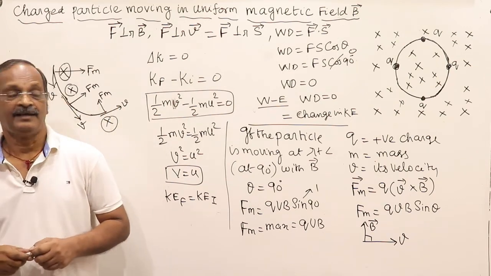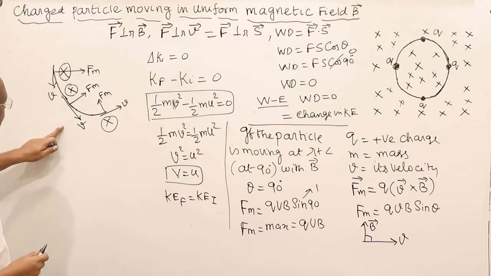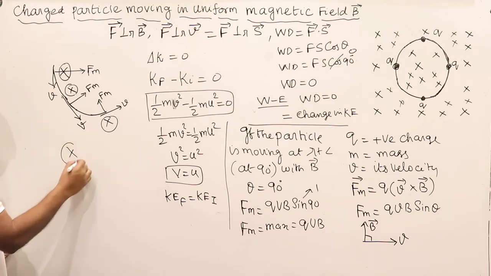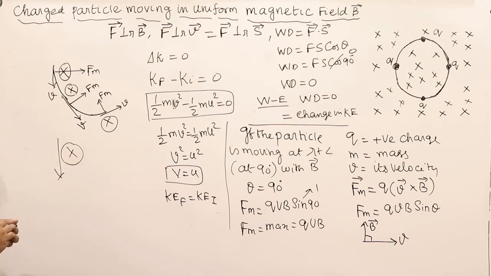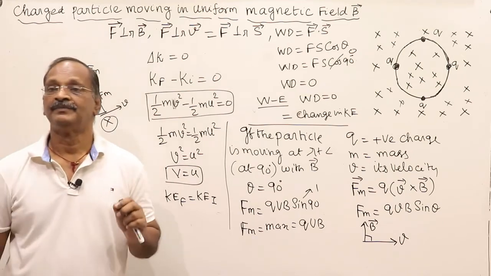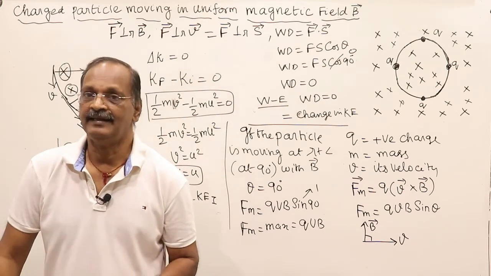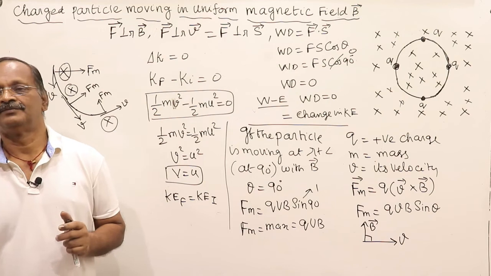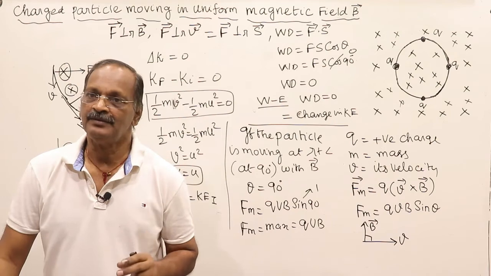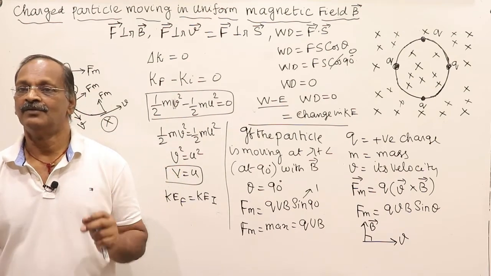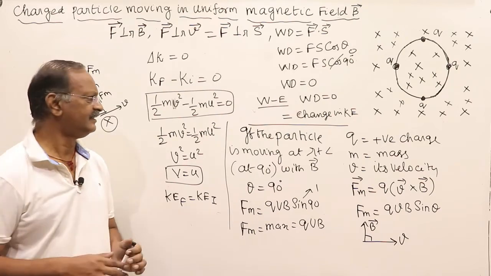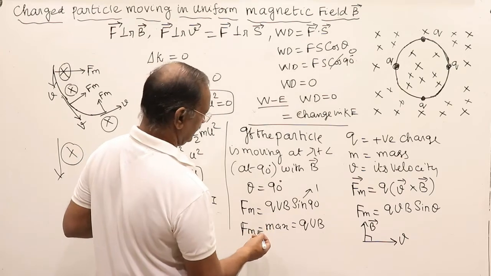That is, if the particle is moving in this direction, and this is the direction of magnetic field, the particle is entering at 90 degrees with the magnetic field. Therefore, for a positive charge, the force F continuously deflects the particle and moves it along a circular path without changing its speed, because the speed always remains the same.